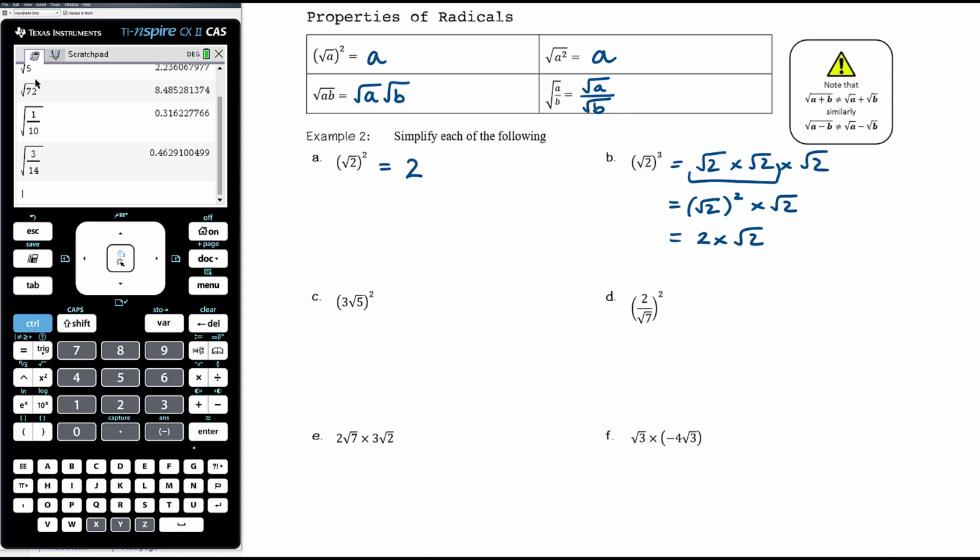Now if we write 2 times root 2, in the same way that with algebra, if we mean 2 times x, we can write that as 2x, the same is true with surds. 2 times root 2, we can write that as 2 root 2.